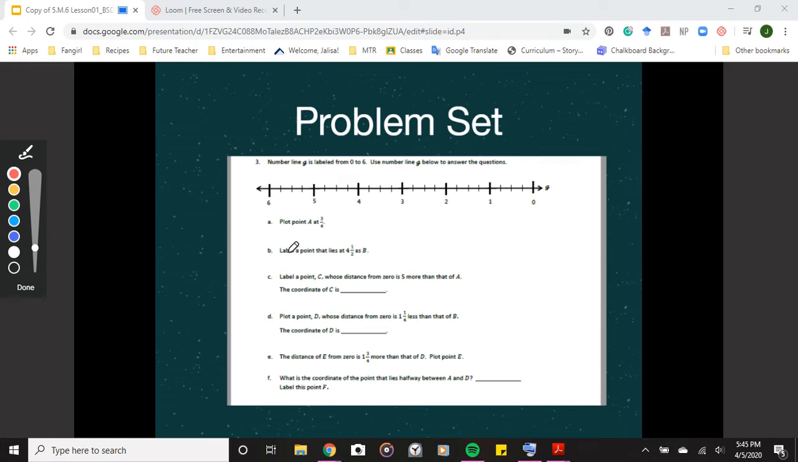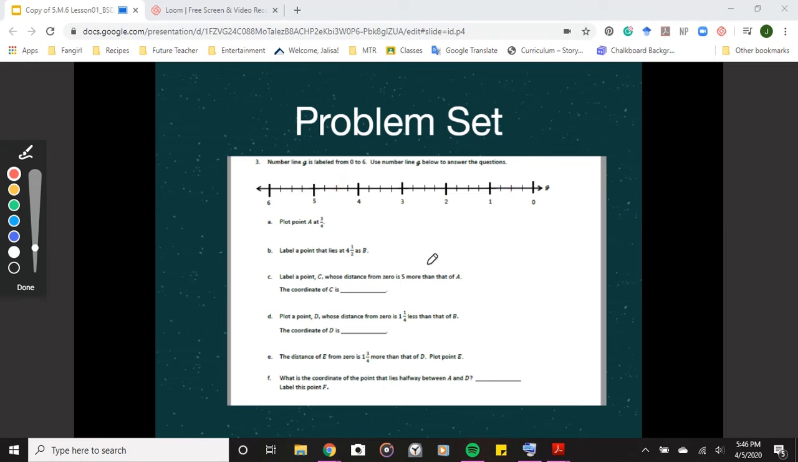All right, B. It says label a point that lies at 4 1/2 as B. Now, when we look at our whole numbers, we see 4, that's it, and 1/2. This is 4 1/4. This is 4 2/4. This is 4 3/4. Remember that 4 2/4 equals the same thing as 4 1/2. So our point B is going to be right here. Okay, so once again, A is going to be right here, and B is going to be right here.